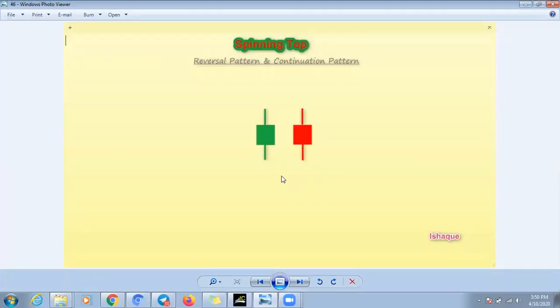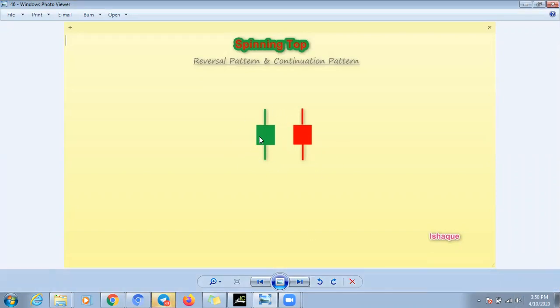So spinning top is a reversal pattern, and it can be a continuation pattern, but it depends upon where it appears and which color appears. The formation of this spinning top is a small body with a wick on both sides. These wicks, the upper and lower, must be equal. But sometimes in binary options there is a little difference, so we can still count it as a spinning top.